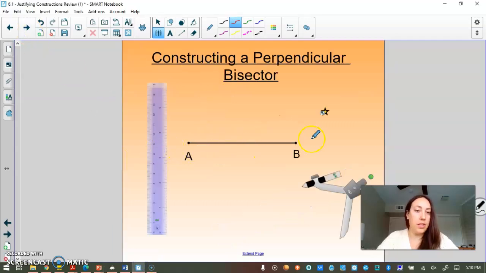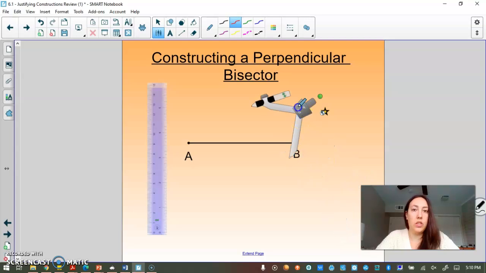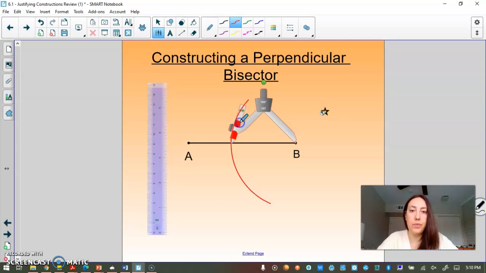So draw a segment, any segment. To create the perpendicular bisector, the first thing we're going to do is put the sharp point on one of the points. I'm going to do B first. And it doesn't really matter what width you use as long as your compass setting is more than halfway. We can see mine is set more than halfway across my segment.